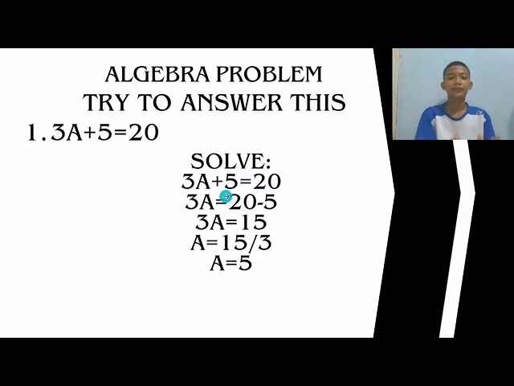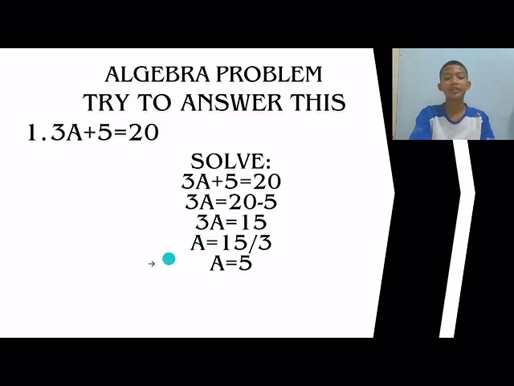Like the first step, we group the constant with the constant and the variable with the variable. So we move the constant to the 20 side. The positive becomes negative because it crosses the equal sign. So the left side will be only 3a, but on the right side there will be 20 minus 5. And then 20 minus 5 equals 15. And then 3a is equal to 15.